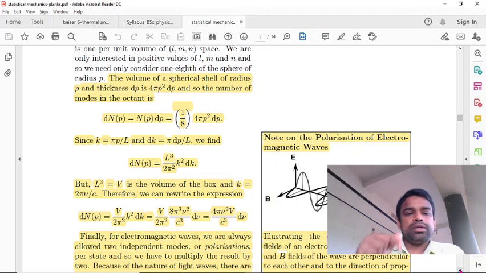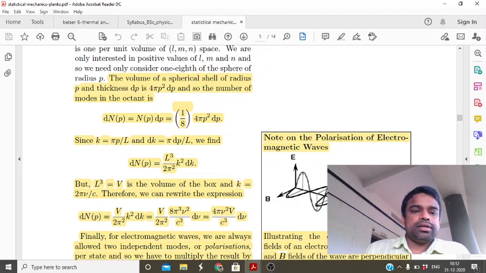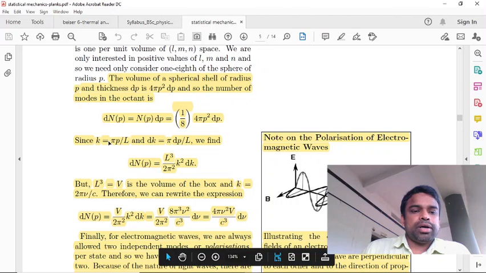The number of modes in one octant is dn(p) equal to n(p) dp equal to 1 by 8 into 4 pi p square dp, since k is equal to pi p by l, and dk is pi by l into dp.